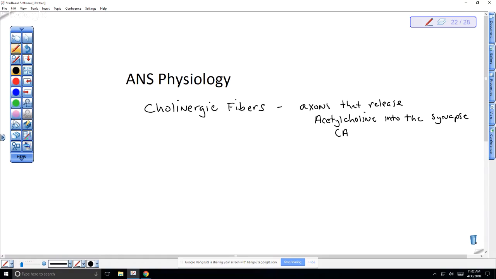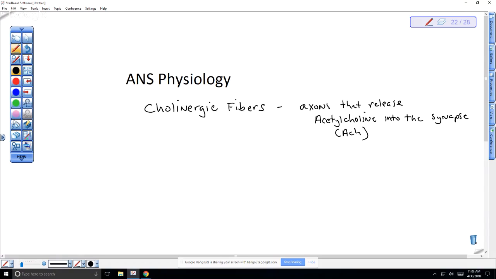I think it's abbreviated as ACH. Okay, so acetylcholine is ACH. The thing about acetylcholine is, remember, it is one of the few really important direct acting neurotransmitters, meaning that it binds directly to the ion channels and causes sodium ion channels to open and depolarization to occur.